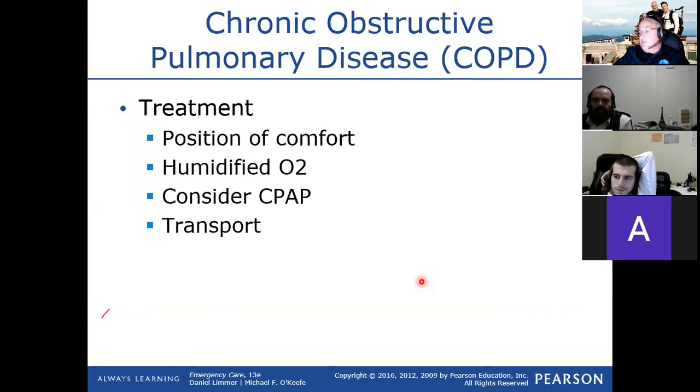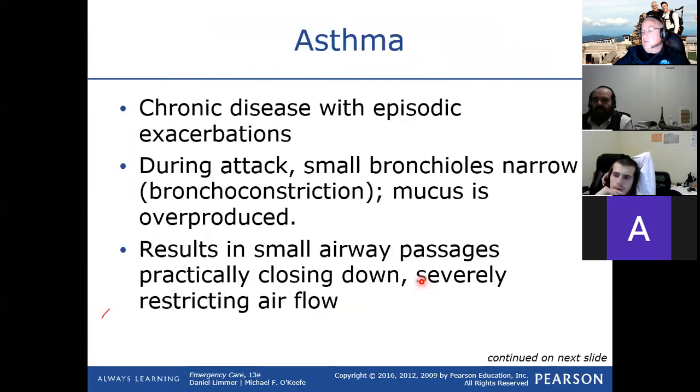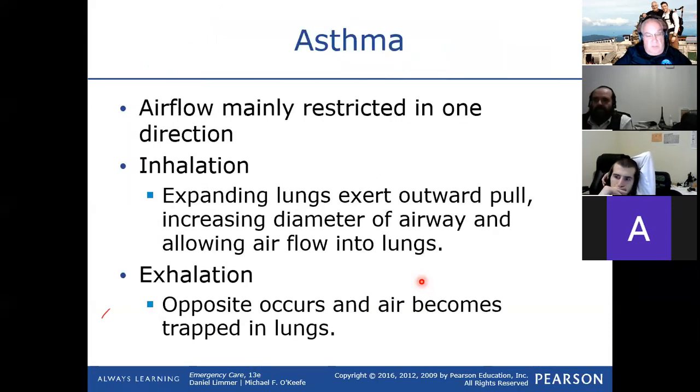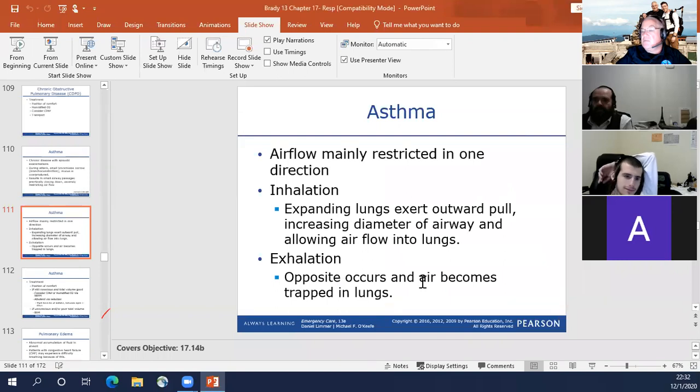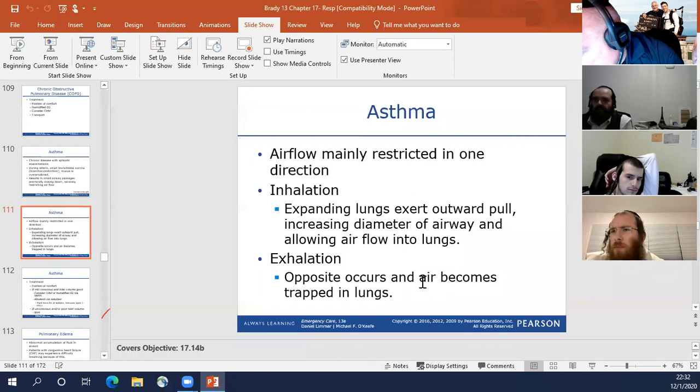If your transport time is 5 minutes, I wouldn't put them on humidified oxygen. If your transport time is 10, 15, 20 minutes, they would definitely benefit from humidified oxygen if they're having a respiratory problem. Okay, so any questions on anything we went over tonight? Question: On CPAP, can I also put it through the humidifier, or is it too powerful? So CPAP doesn't really work too well.